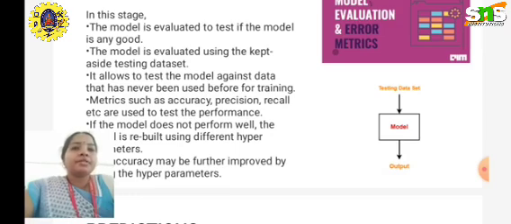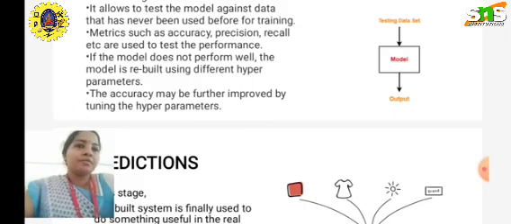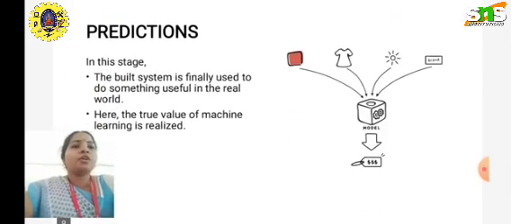Metrics such as accuracy, precision, recall, etc. are used to test the performance. If the model does not perform well, the model has to be rebuilt using different hyperparameters. Accuracy may be further improved by tuning the hyperparameters here. So what will be the prediction?